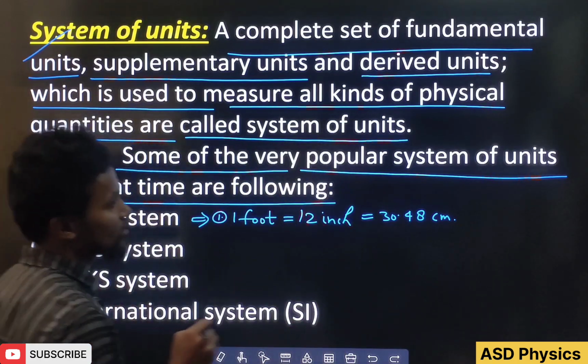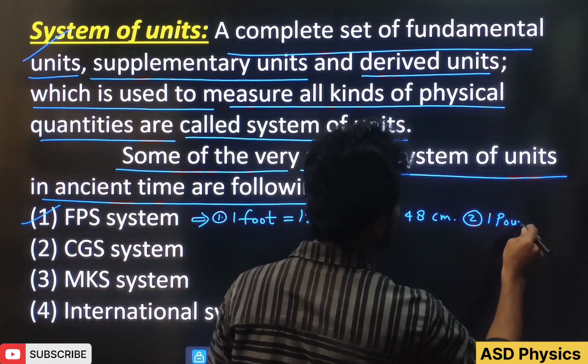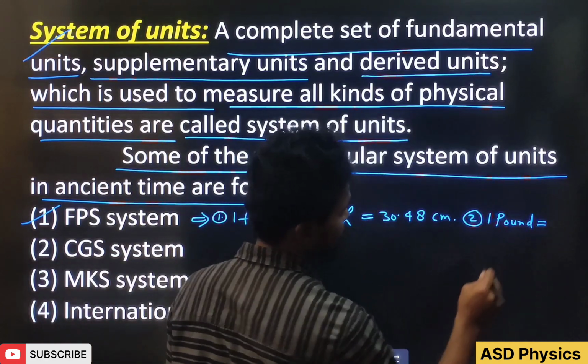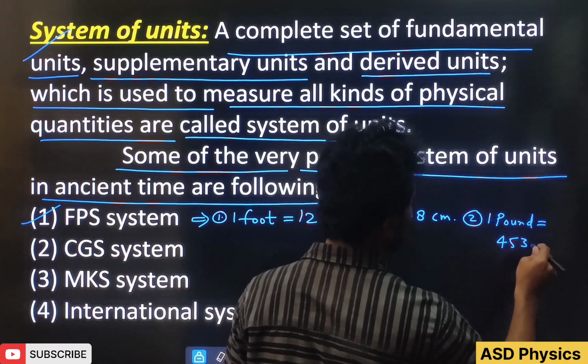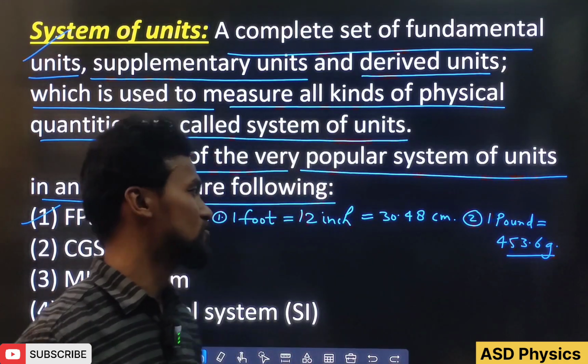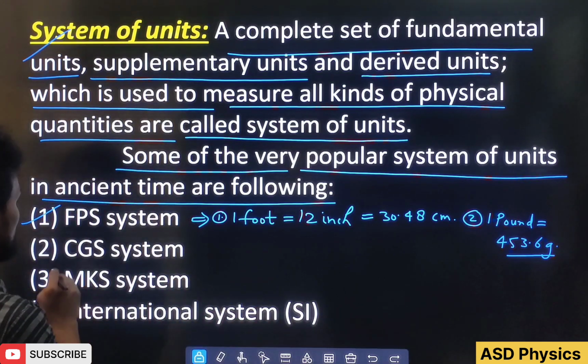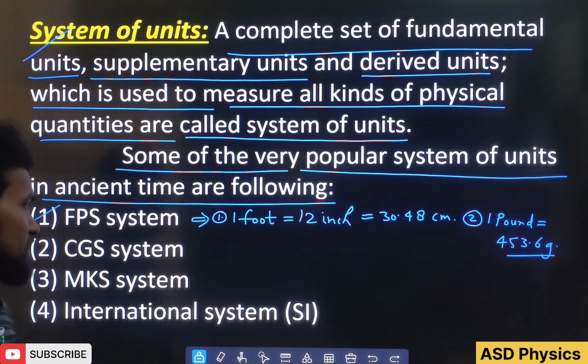Okay. Similarly, if I talk about the pound, second one, pound. Okay. So students see, this 1 pound is used to be 453.6 gram. Okay, maybe some places it may be useful. So remember that second means second as it is. Similarly, if I talk about which one? Centimeter gram second. Very easy.